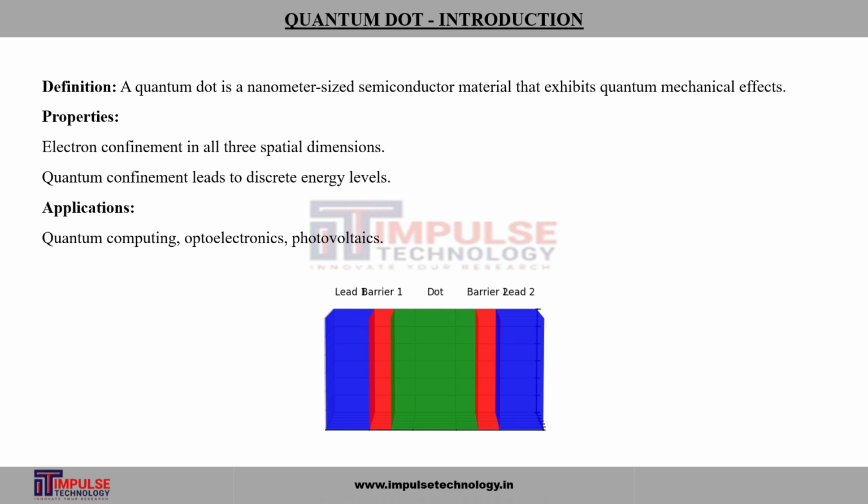A 3D rectangular geometry is being used in this simulation. This geometry is split into five parts: two leads on the ends, two barriers next to the leads, and the central region, a quantum dot, in the middle. This layout represents how electrons might travel through nanoscale devices.